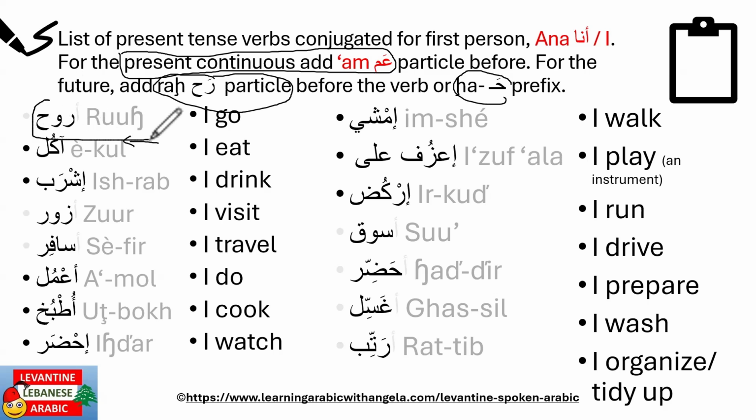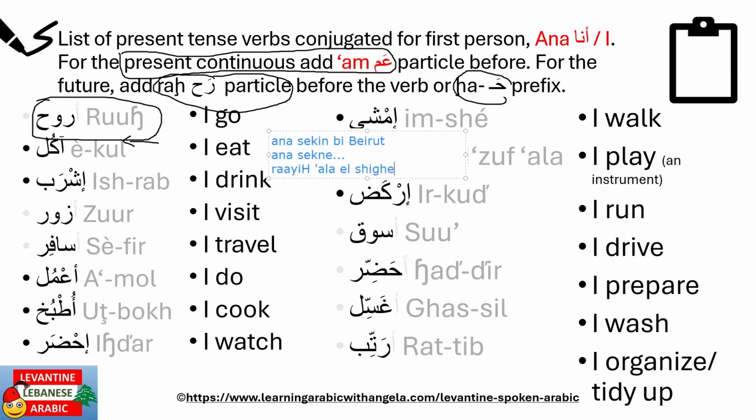Just note for verb to go, in the present continuous, that's an exception. Some verbs we always prefer to use the active participle in the present continuous. Just like you say, أنا ساكن في Beirut, for example, I live in Beirut, and أنا ساكنة in the feminine. Same thing over here, أنا رايح على الشغل. I am going to work. We use رايح. In the feminine, رايحة. Why? Because it's a noun.